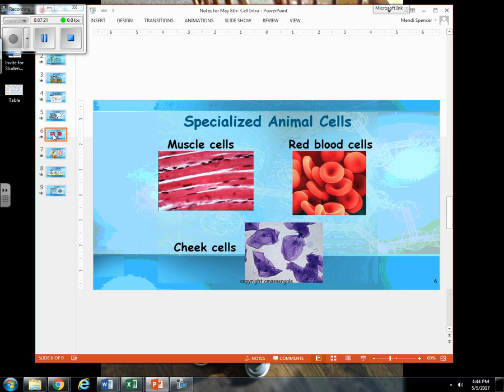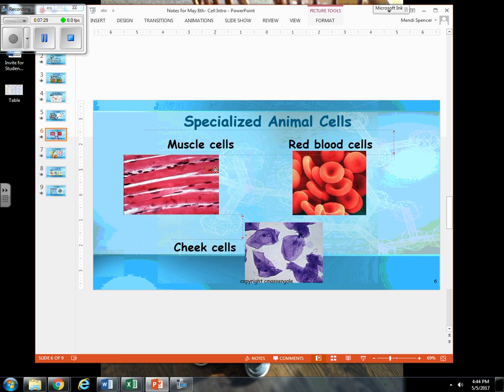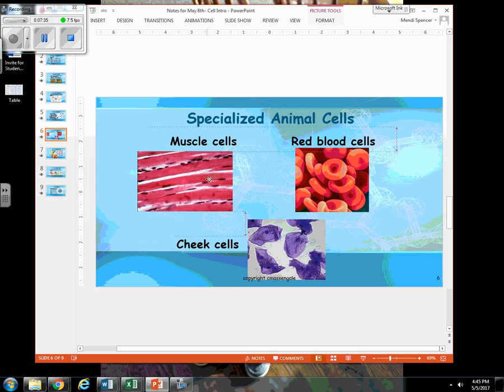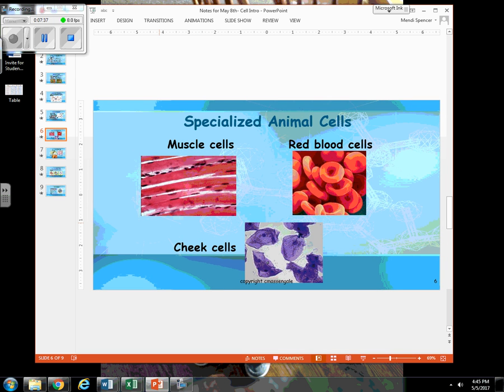Now, the next couple slides are just some pictures of some specialized cells. So here we have your muscle cells. You can see that they are very, very long and skinny. And you can see all of those black dots inside of them. Those are nuclei, and they usually have a lot of another organelle called mitochondria in them as well to provide them with energy. You have your red blood cells.